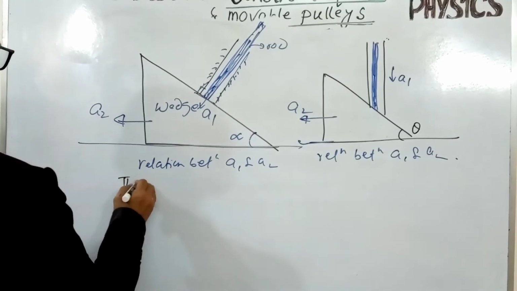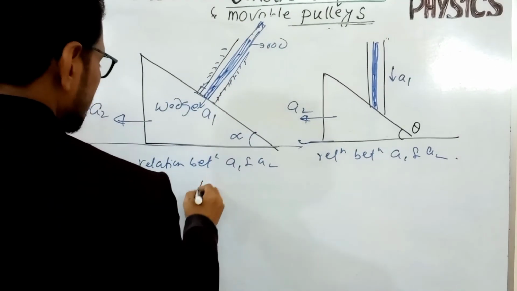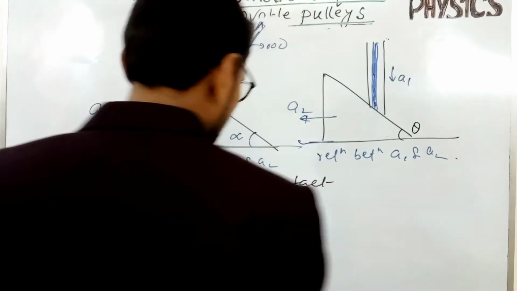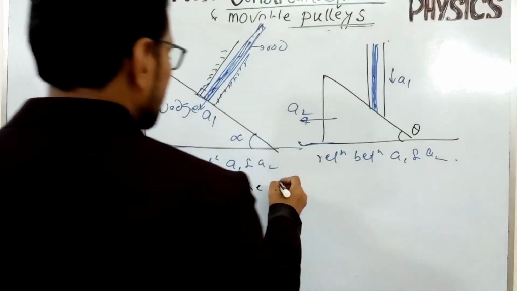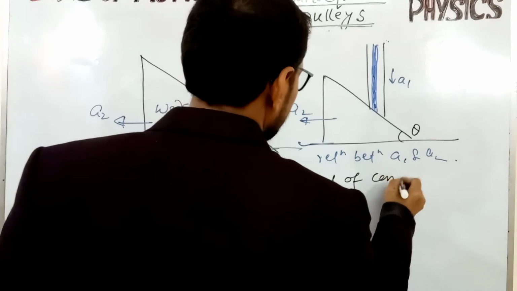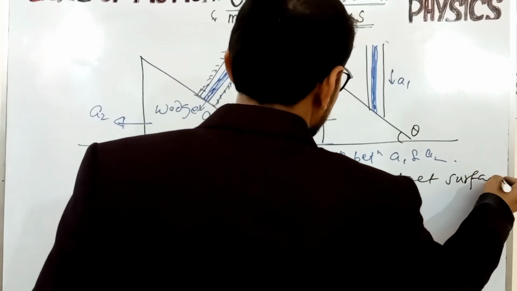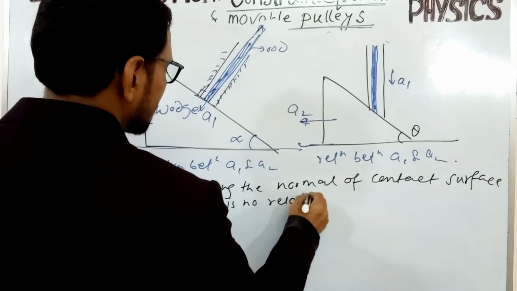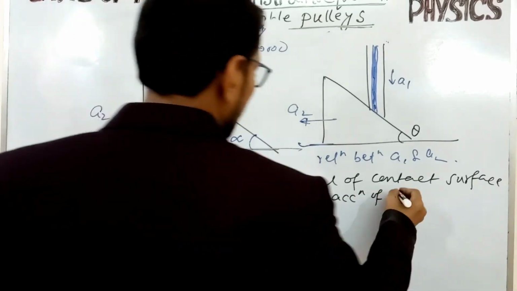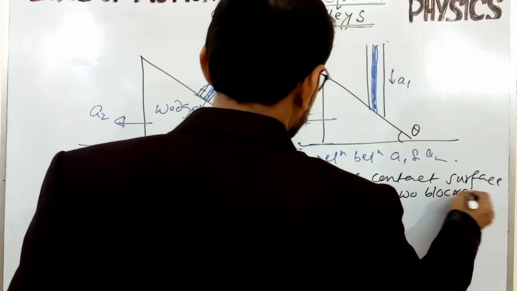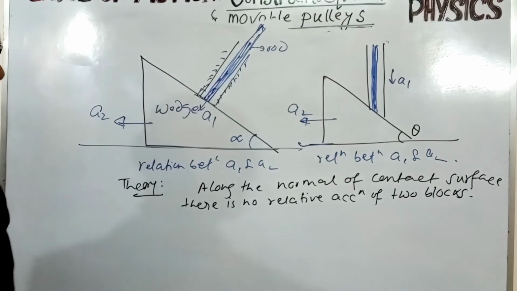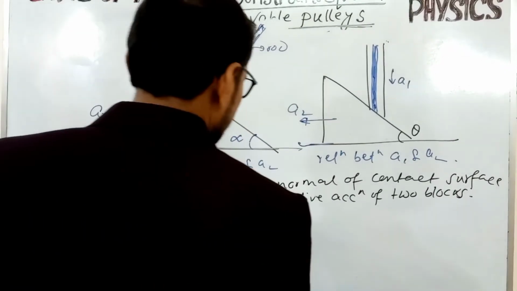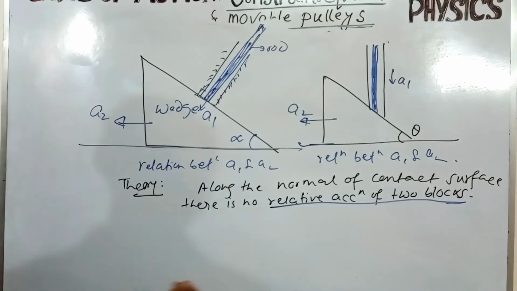So for this type of question, what is the theory? Theory is that along the normal of the contact surface, there is no relative acceleration of the two blocks. Along the normal direction of the contact surface, there is no relative acceleration of two blocks, or of two bodies in the system.